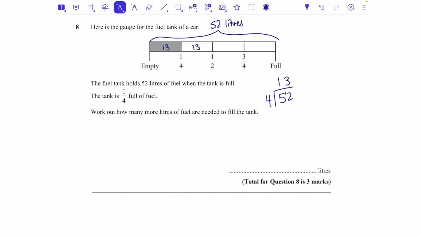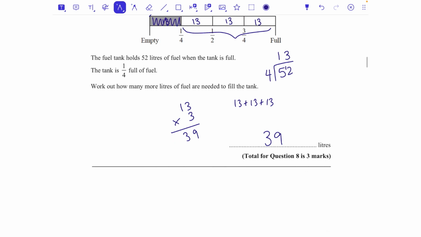This section has 13. This section has 13 and this section has 13. So we've got 13 litres in it at the minute. We can see that this much fuel is in the tank. So the rest to fill it up would be these 3 sections. 13 times by 3. 3 times 3 is 9 and 3 times 1 is 3. Or you could do 13, add 13, add 13 if you wanted. And that is 39 litres to fill the tank.